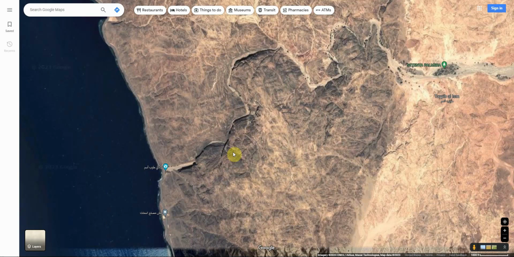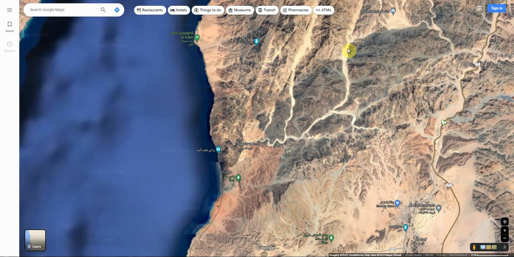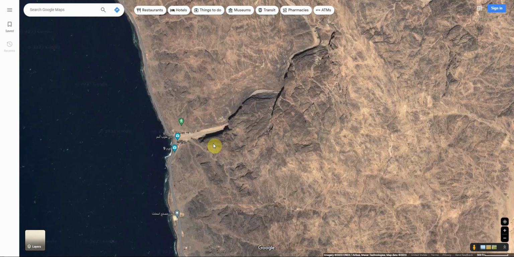A wadi is a dry riverbed. You don't call a river a wadi. If the valley has a river in it, it's not a wadi. So wadis are common all throughout this area. All of these are wadis. And this is Wadi Tayyib Al Ism. So just from the name, we see that there's an issue there.